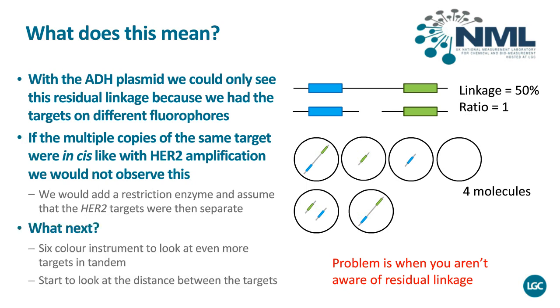So what next? Well, there's a 6-color instrument that's due to come out, so we could start looking at more targets. You know, maybe we could have a target 33 kb, 60, 120. Let's start to see where we start losing that linkage, because we can start feeding that into our HER2 data and start looking at the distance between those targets.